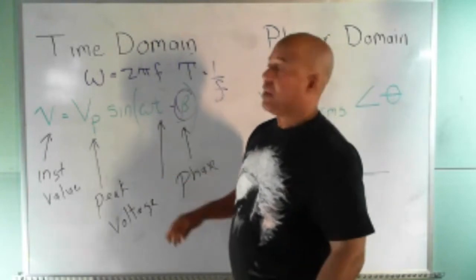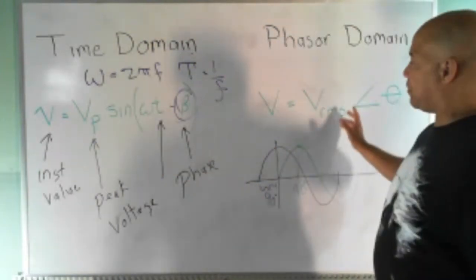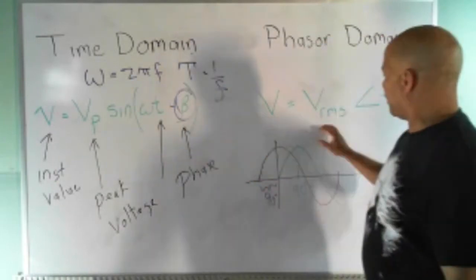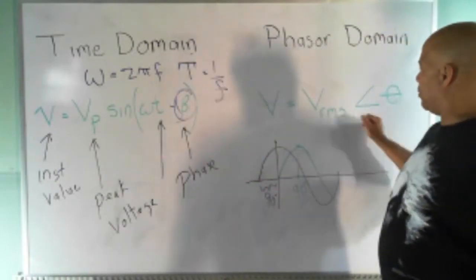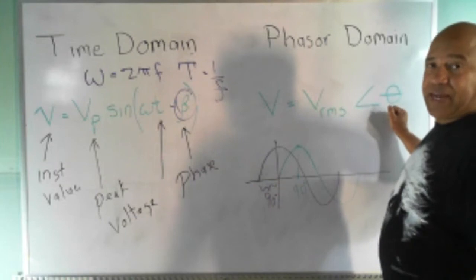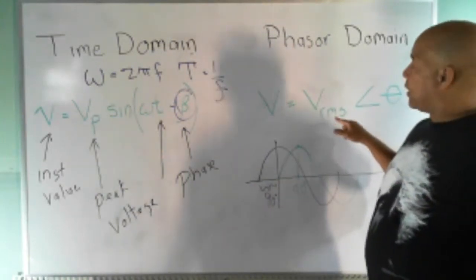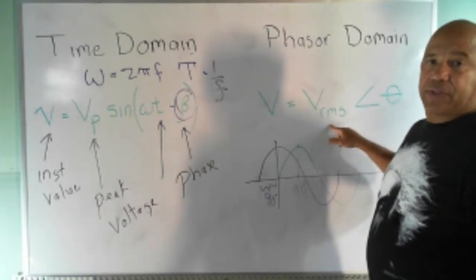Now here we don't have anything unknown. We don't have anything that we can substitute values into. We don't show this as a function. We just show this as an actual number, a magnitude and an angle, a phase angle. But look at how we express this. We express this value in RMS.